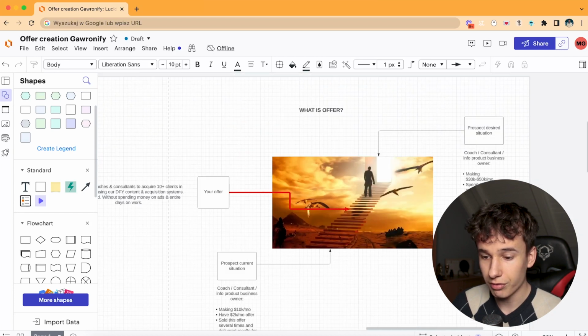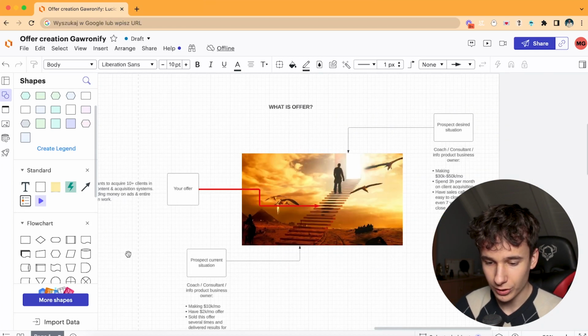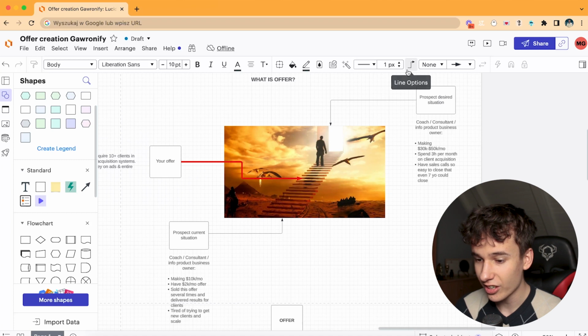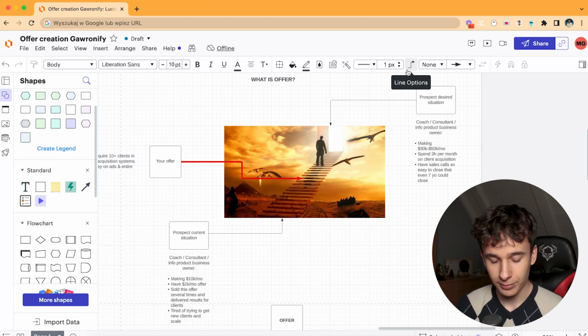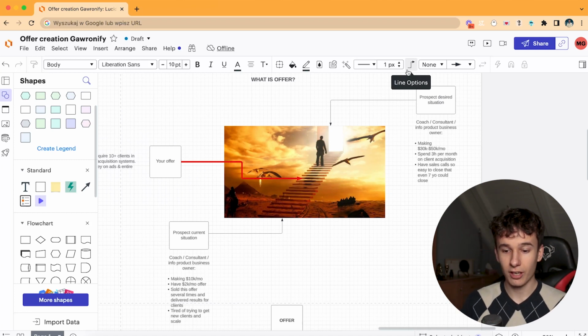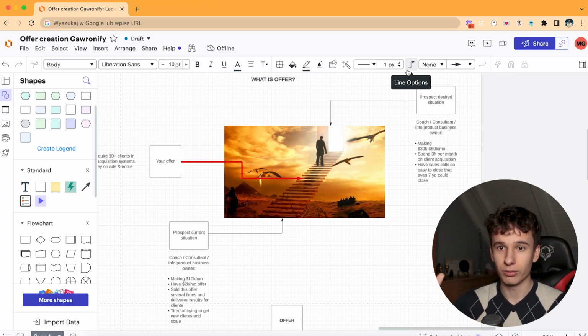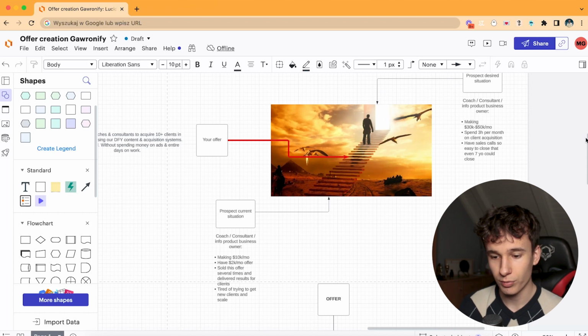So now let's discuss it. What's even an offer? You have your prospect's current situation, you have your prospect's desired situation, and the thing that takes your prospect from the current situation to the desired situation is your offer. For example, I have included what my offer looks like.